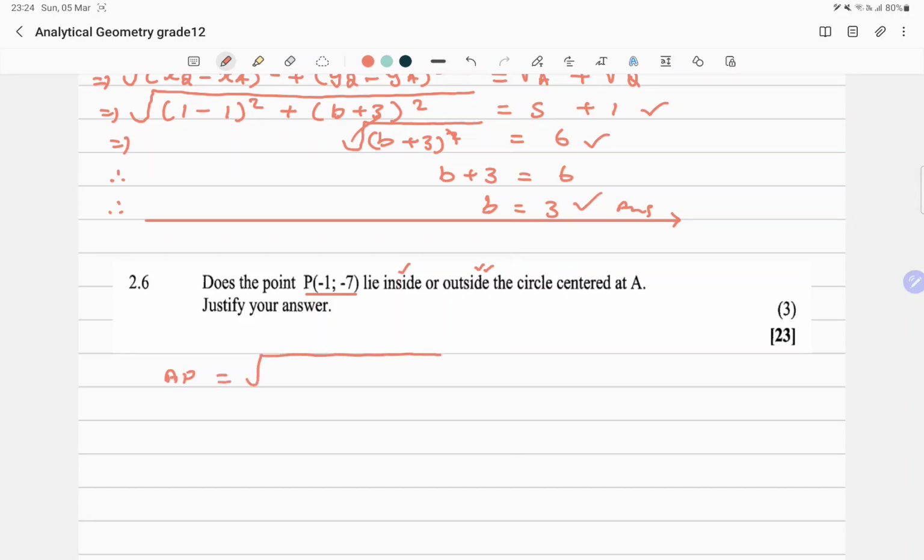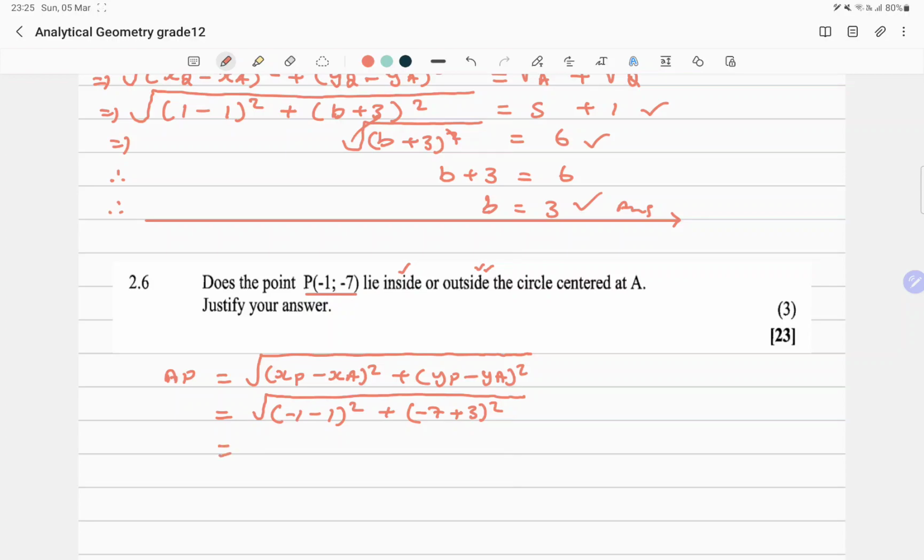This is going to be the square root of (x at P minus x at A) all squared plus (y at P minus y at A) all squared. Great. Then we substitute. What was x at P? It's -1 minus 1, because point A is 1, all squared, plus -7 minus -3, which is -7 plus 3, all squared.